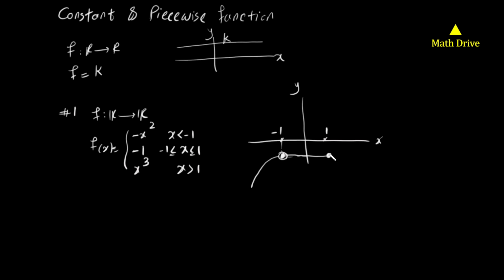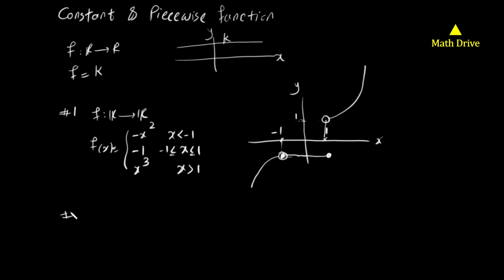So this is a constant function in this period, between minus 1 and 1. And for x more than 1, it is equal to x cubed. So x cubed is equal to 1 at x equal to 1. But we know that x equal to 1 is defined as minus 1, so it's going to be an empty circle. And then the function is something like this. So this is the graph of this function.